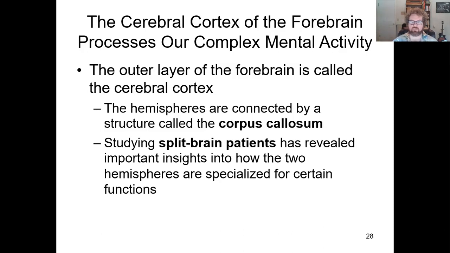But these split brain patients have also given us kind of a window into the unique personalities of the two different sides of the brain. And I'll talk more about this in chapter 3 when we talk about split brain patients as it pertains to the topic of consciousness, which is our next chapter. So I'll say more about that in the next chapter. But just know for now that the two sides of the cortex are connected by this bundle of about a million axons called the corpus callosum.